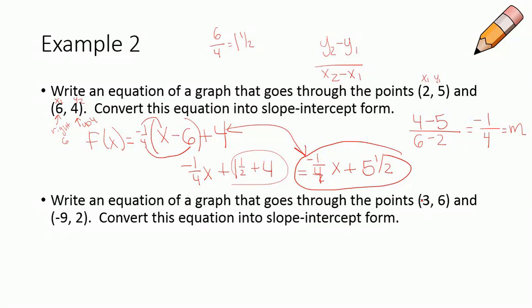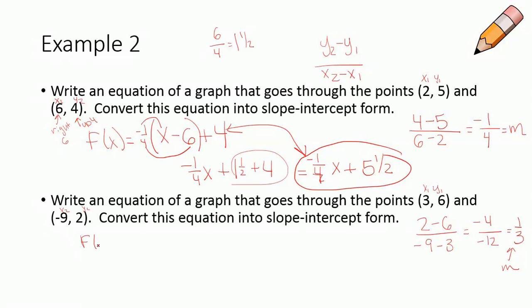Let's try it again. So I have x1, y1, x2, y2. So I have 2 minus 6 over negative 9 minus 3. So that is negative 4 over negative 12. So that is 1/3 if I simplify down. And make sure you always simplify your slopes. So my slope is 1/3. Make sure I label that there.